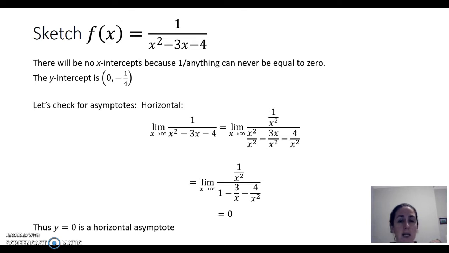Which means eventually, as x is getting really big in the positive direction, and the same thing will happen as x gets really big in the negative direction, our function essentially levels off right there at the x-axis. Now let's look at vertical asymptotes.